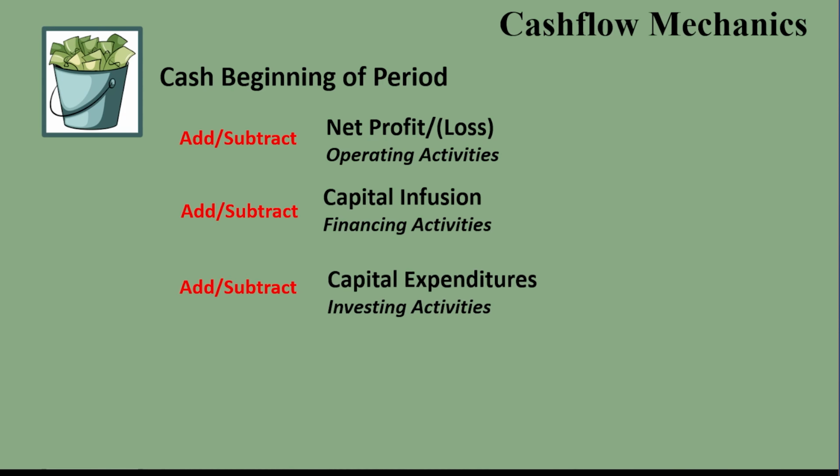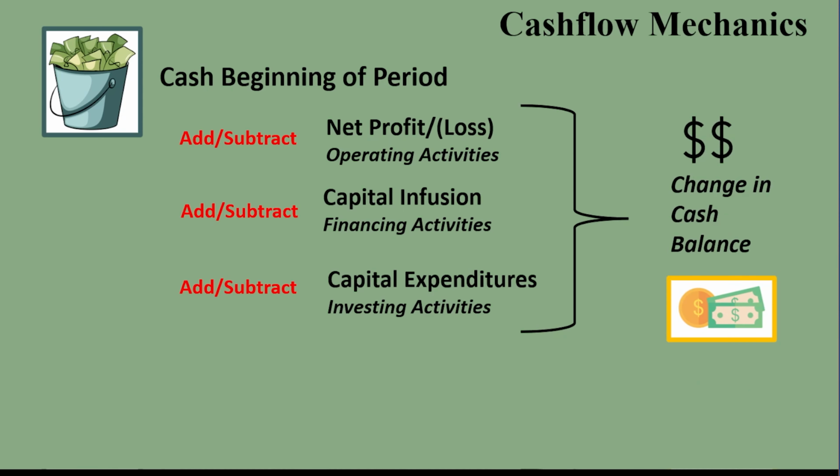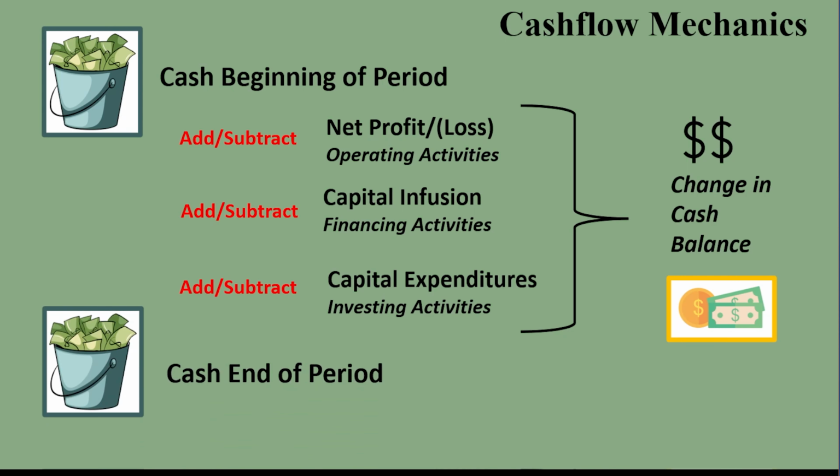And finally, money goes out of the bucket for equipment, machinery, furniture, or other infrastructure items that are required to support a company's operating activities. These are called investing activities or capital expenditures. Collectively, these 3 activities result in a change of your cash balance, either up or down, and that brings you to the cash bucket at the end of the period.